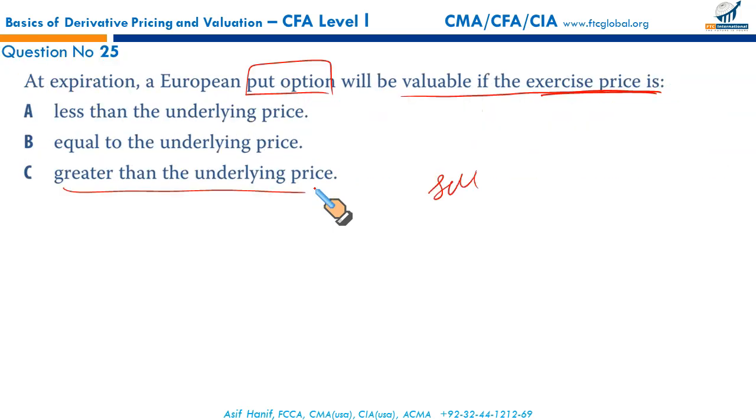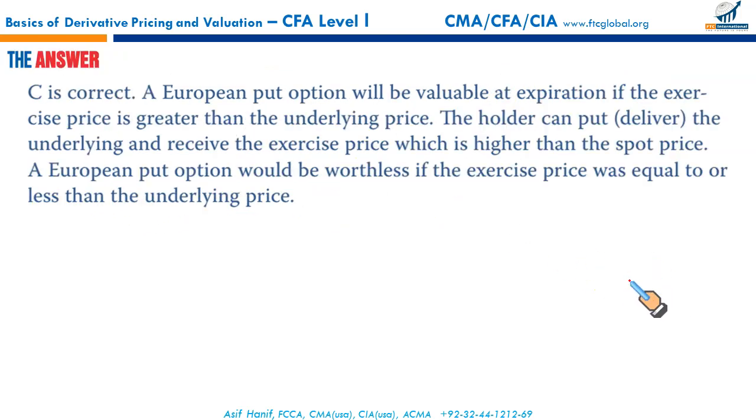Let me explain. You hold a put option that gives you the right to sell the asset at 50, and at the expiration date, the market price, the underlying price, is 45. So in this case, you will surely exercise the put option. You will exercise the option if the exercise price is greater than the underlying market price. That makes C the correct option.